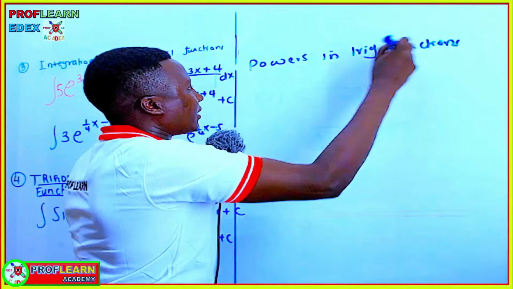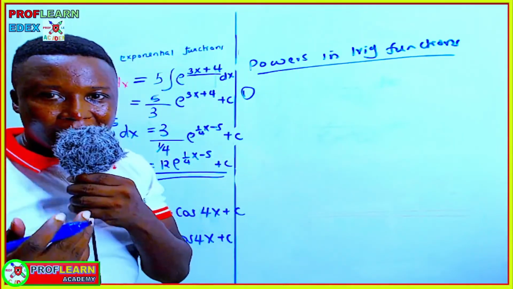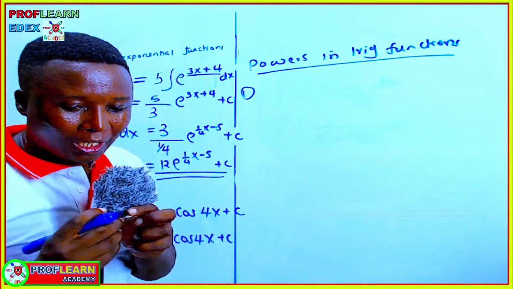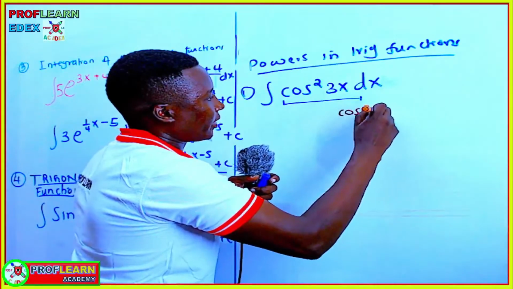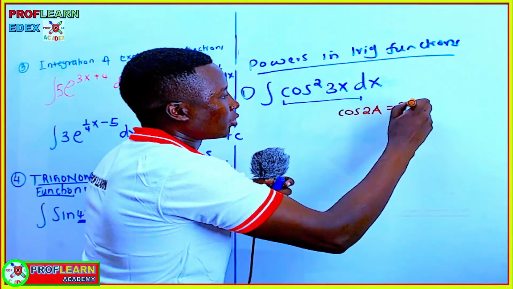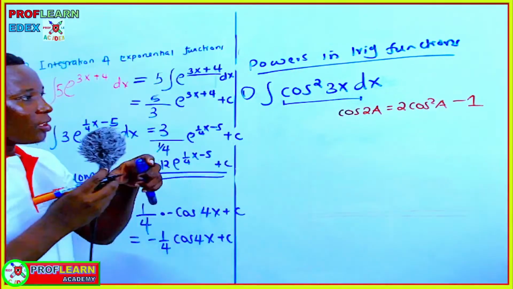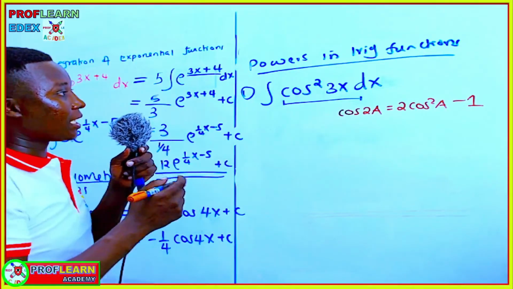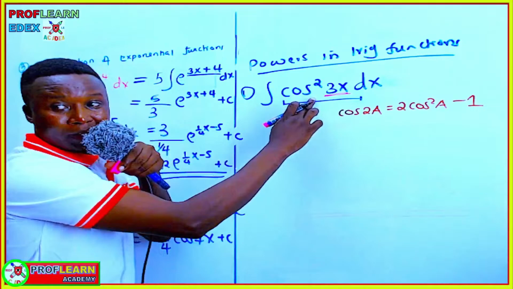Powers in trig functions, you are going to approach it in two ways. You can use Pythagoras identities, or you can use double angle. For instance, if you are given the integral of cos squared, remember that cos 2a is equal to 2 cos squared a minus 1. So we need to reduce this power so that we have it as double angle. So we can express our trigonometric function here in double angle.